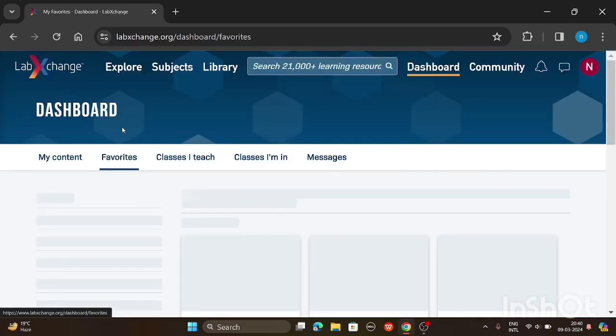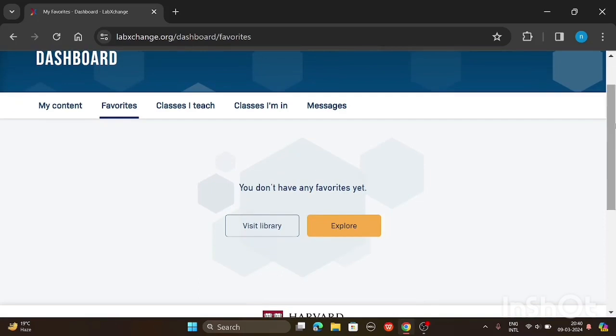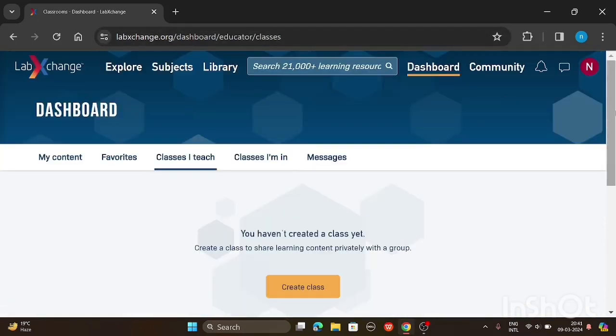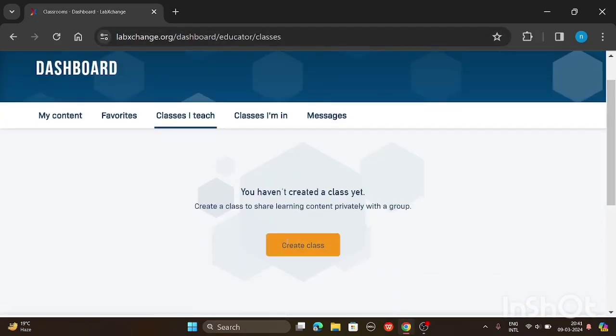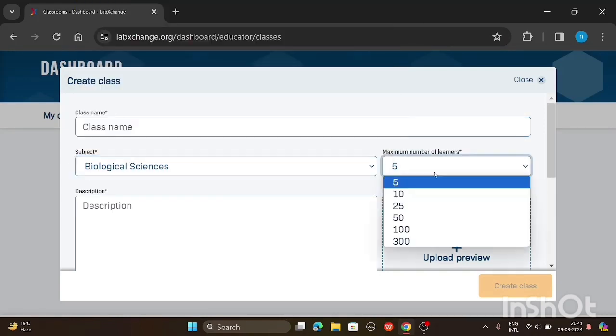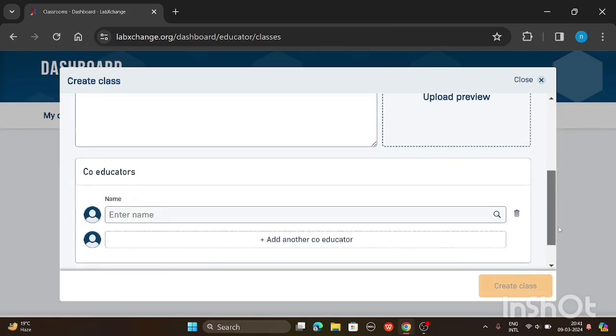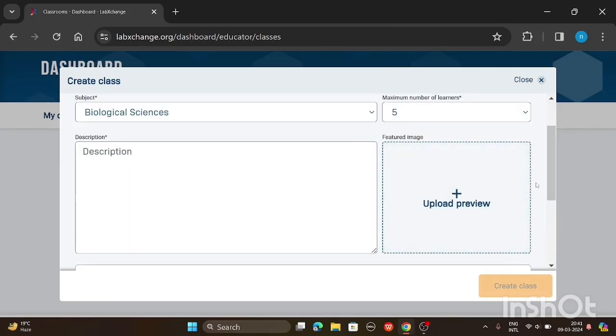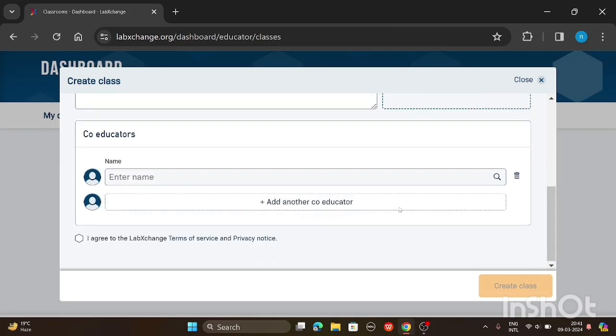And then favorites, the things which I have liked, and then classes I teach. So I can create a class also. Like we can name a class, we can choose a subject, the learners, so maximum it goes to 300 learners, and then we can give a description of the class, we can upload a preview image, and then we can add co-educators or teachers for the class.